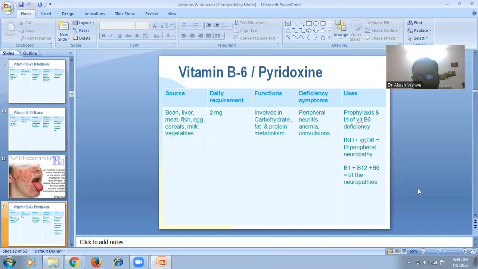Now, vitamin B1 plus B12 plus B6, these three combination of the vitamin B complex can be used for the treatment of neuropathies, which are related with different kinds of conditions.